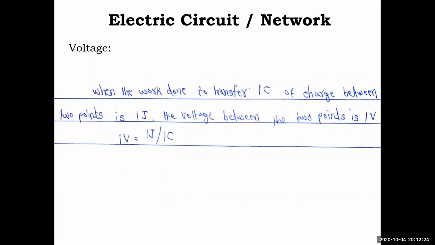So just to define what is 1 volt: when the work done to transfer 1 coulomb of charge between 2 points is 1 joule, the voltage between the 2 points is 1 volt. Okay, so 1 volt is equal to 1 joule by 1 coulomb. Okay, so this is about voltage.